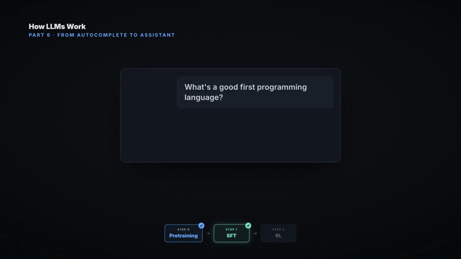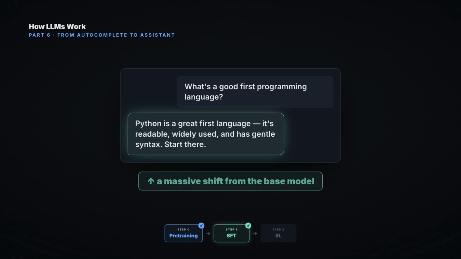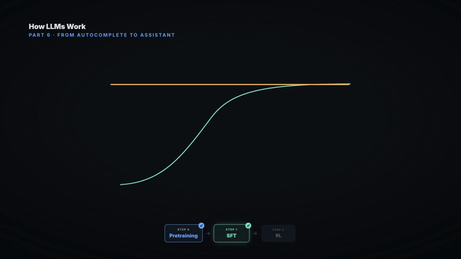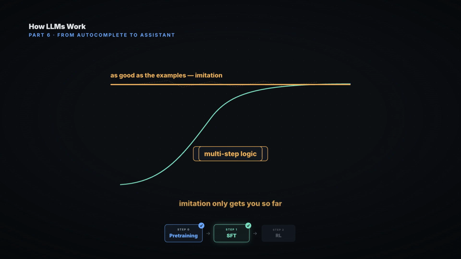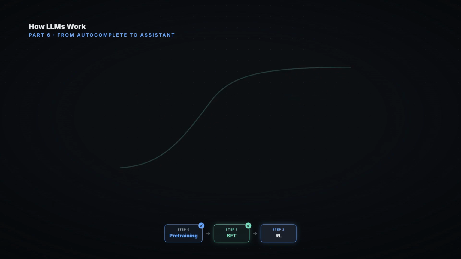After SFT, you have something that actually feels like a chatbot. You ask it a question, it gives you a direct helpful answer. That's a massive shift from the base model. But there's still a ceiling. The model can only be as good as the examples it was shown. It's imitating. And for really hard problems, complex reasoning, tricky math, multi-step logic, imitation only gets you so far. That's where the second step comes in.